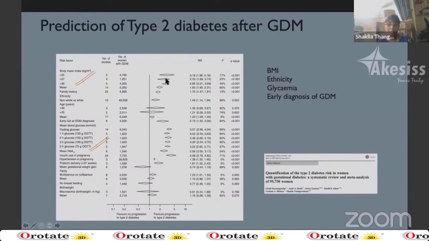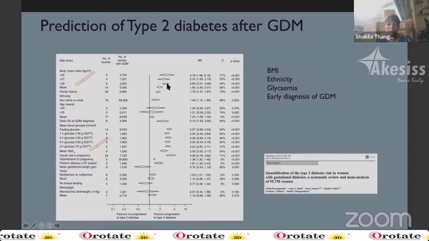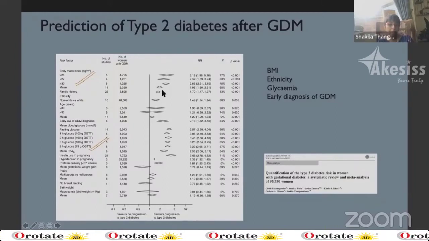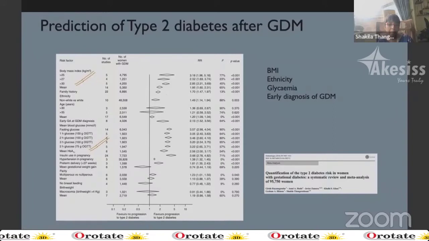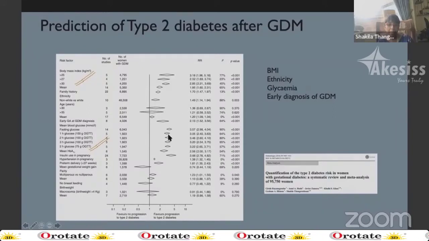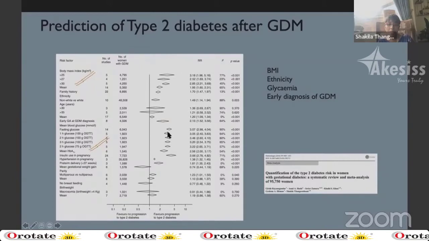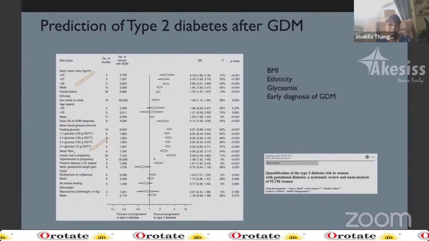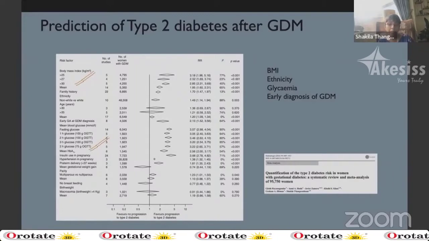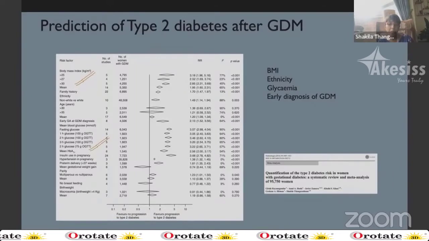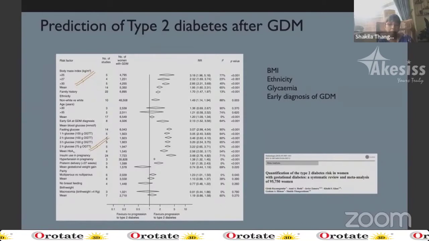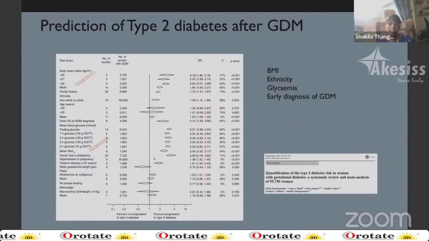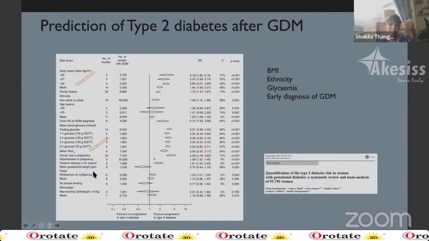What we found was, as you can see at the very top, the higher the BMI, the risk of developing type 2 diabetes increases. The ethnicity is a very strong predictor. And also what's interesting is the actual glucose tolerance test values. If they had very high glycemic values within the glucose tolerance test, they were more likely to develop type 2 diabetes. And the earlier the gestational diabetes is diagnosed, the more likely they are prone to developing type 2 diabetes.